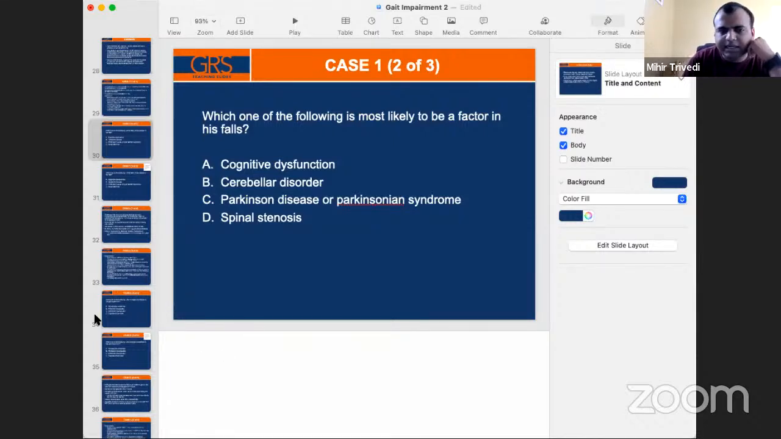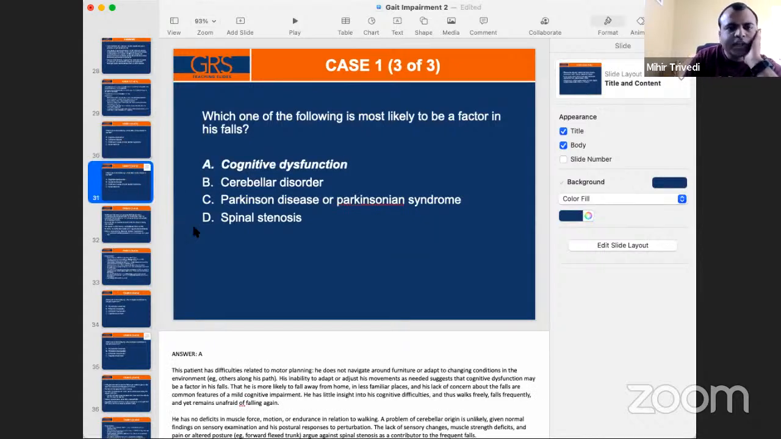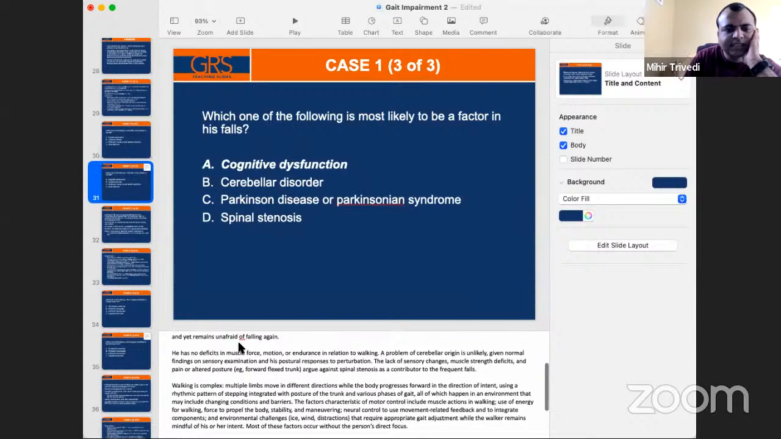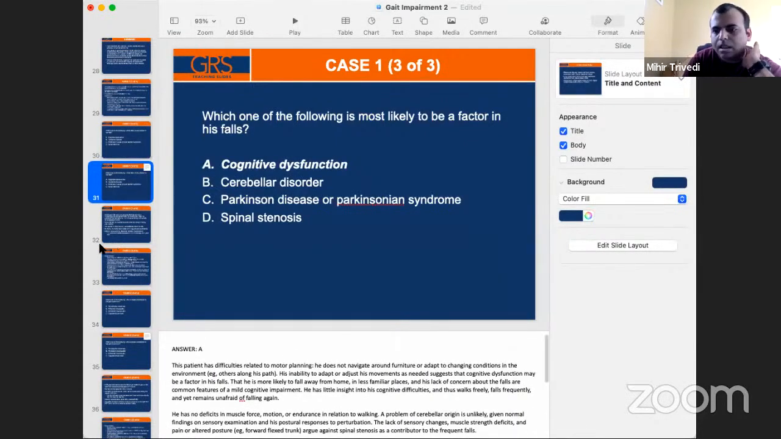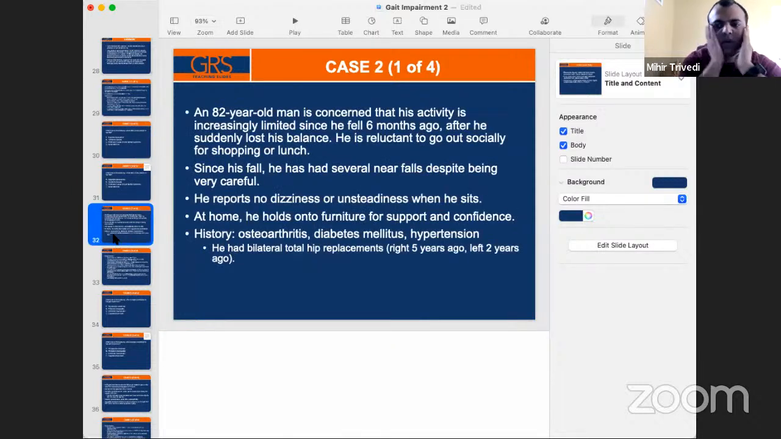Well, those who answered A, that is the correct answer. Congratulations and thank you. So let's see the next slide. So cognitive dysfunction is the answer. Next case scenario.